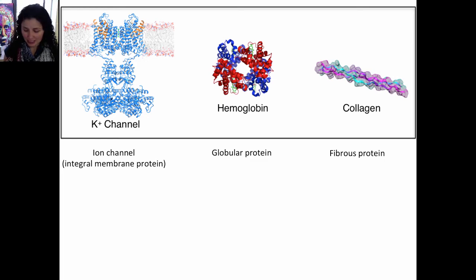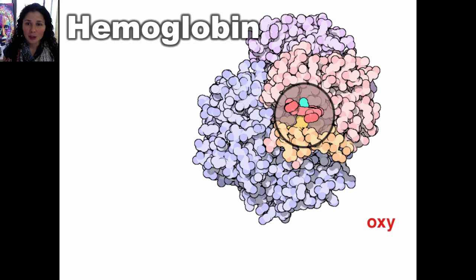Let's look at hemoglobin as an example. There are two main features of hemoglobin. One is the fact that it must be soluble, and the other is the fact that it has to have a heme group which binds to oxygen.